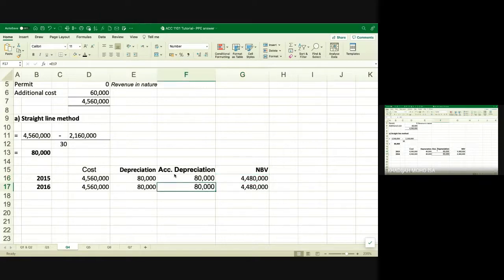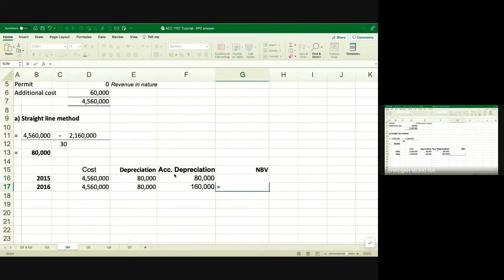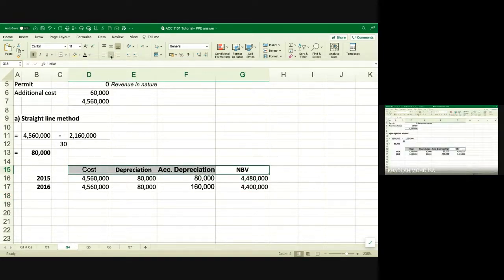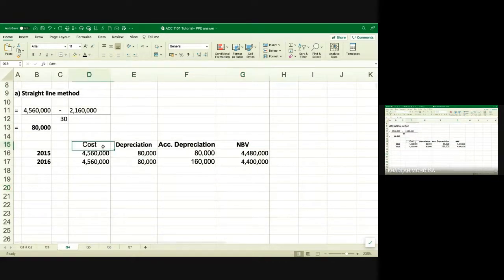Why is it not working? Accumulated depreciation plus this one plus 960. This one accumulated. You get the same answer? Yes. Is this the right way I did it? Is it the right way of doing it? I think it is.